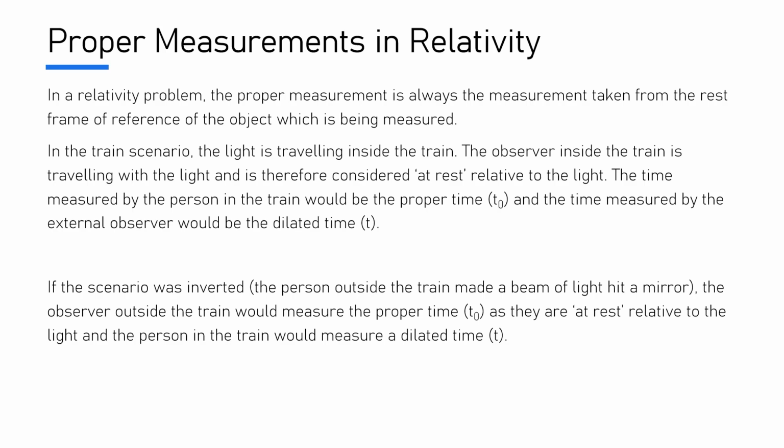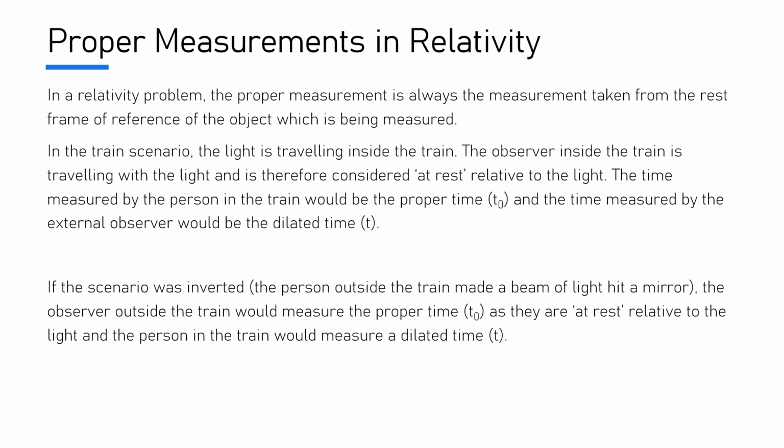So in our train scenario, the light was traveling in the train itself. And so what that means is if you're the observer inside the train watching the light, then you're considered to be at rest relative to the light because the light and you are both moving at the same speed. You're both in the same inertial frame of reference. Therefore, the person measuring the time for the light inside the train would be measuring the proper time, and the external observer who is not in the same inertial frame of reference as the light will be measuring the dilated time.